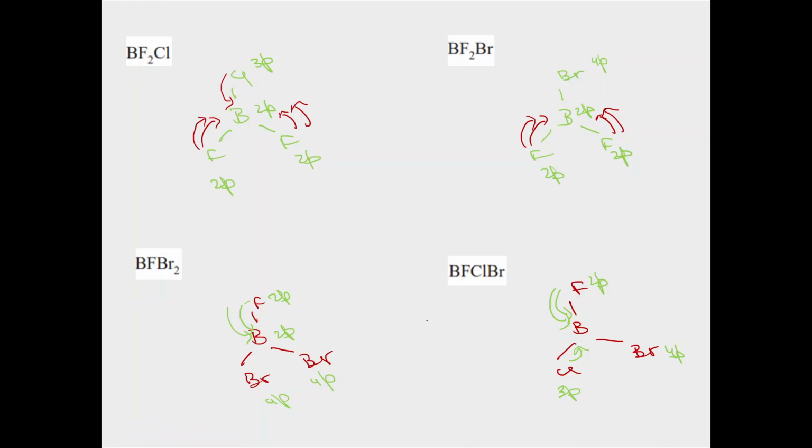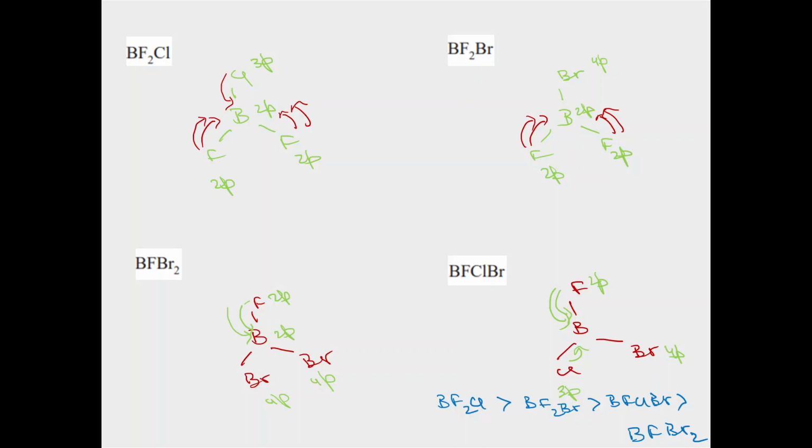The greatest back bonding will be in BF2Cl. Then BF2Br, then BFClBr, and the last one will be BFBr2.